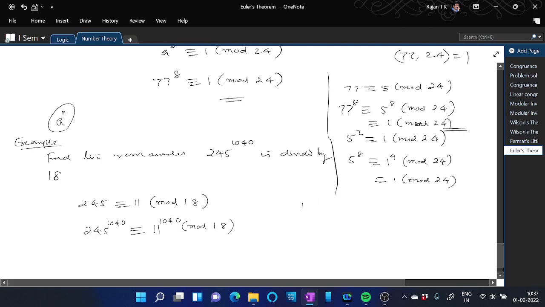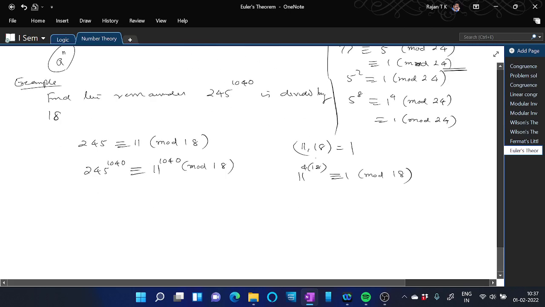This 11 is a number such that it is relatively prime to 18. 11 and 18 are relatively prime, and therefore by Euler's theorem, we are using Euler's theorem here, 11 raised to phi of 18 is congruent to 1 mod 18. Now what is phi of 18?